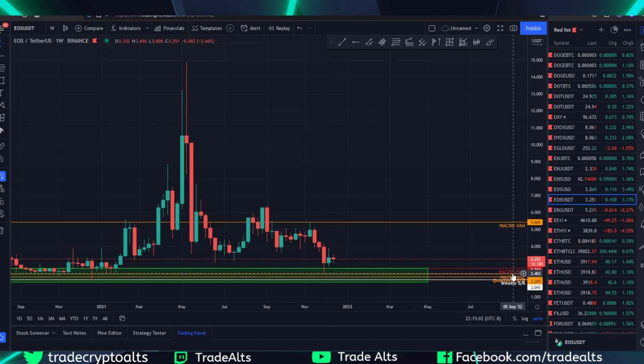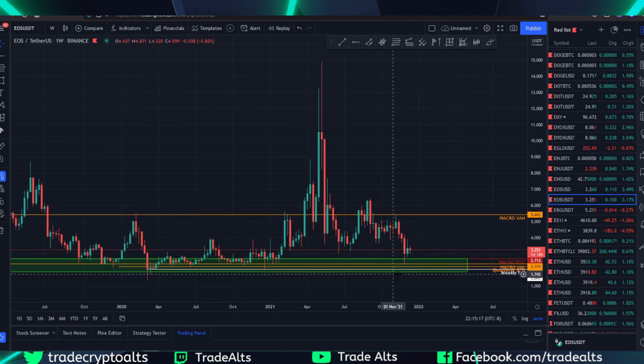But essentially, looking at this region, and just to tell you, if the macro point of control was, let's just say, around $4 or something like that, my buy zone would drop down to the macro value area low. So hopefully that makes sense. And you can do that as well. You don't have to include the point of control.